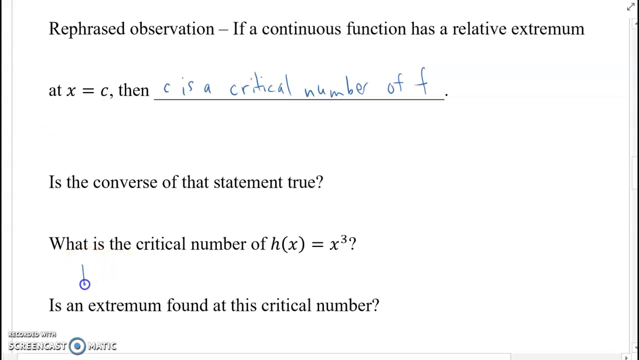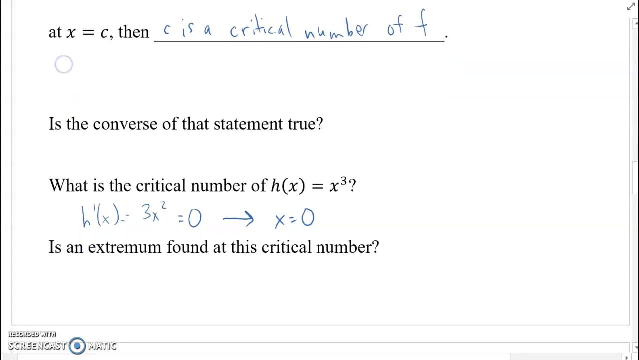Well, to find the critical number, we take the derivative of the function, and we find the derivative is 3x squared. That's a fairly trivial derivative. And we can either set this equal to 0 or ask what values of x cause 3x squared to be undefined. Of course, 3x squared is never undefined, so let's just set this equal to 0. And when 3x squared equals 0, that's only going to happen when x equals 0. So the question now is, is there an extremum on x cubed when x equals 0?